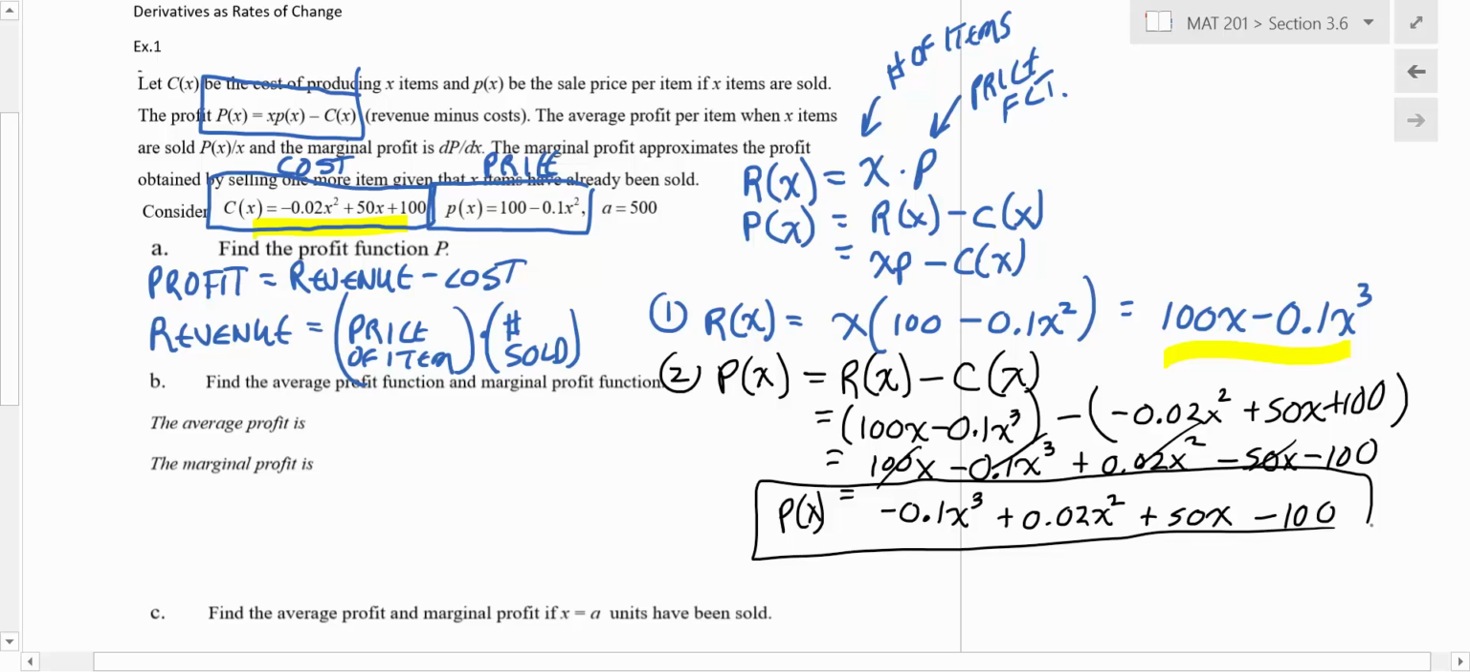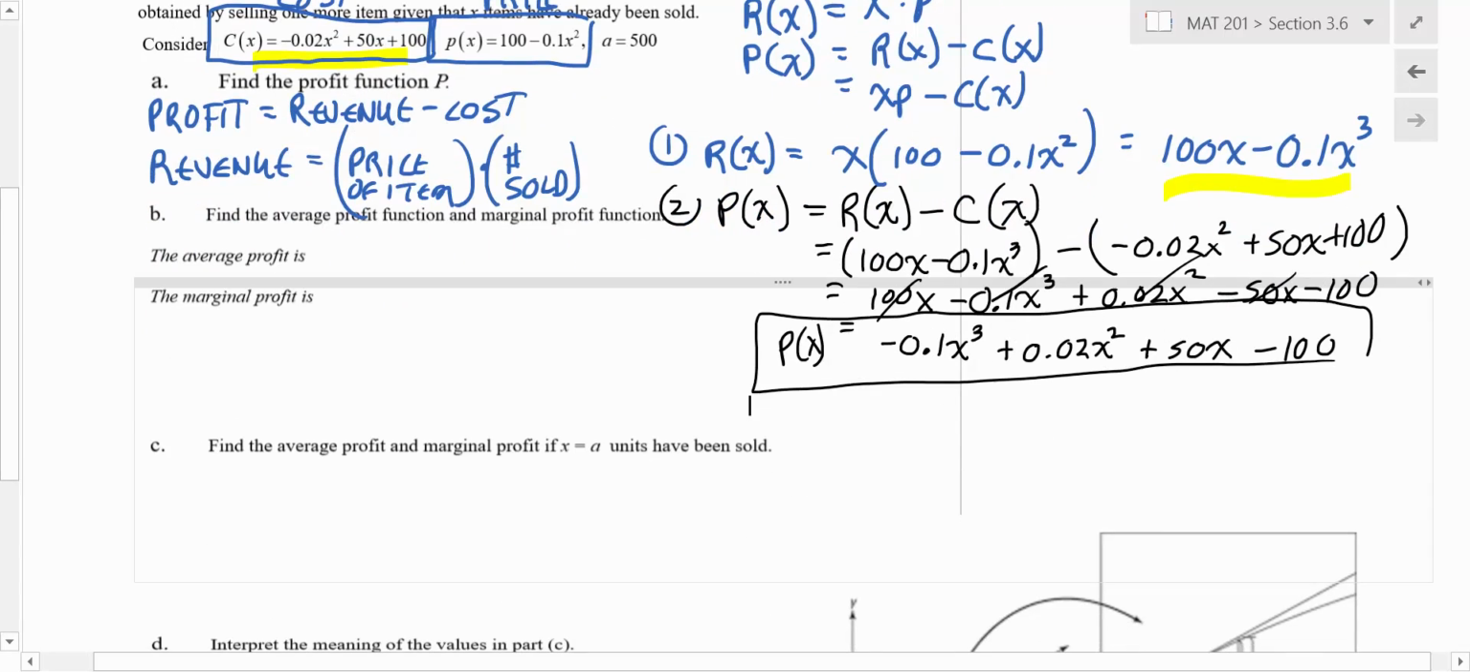Okay, is everybody solid so far? Okay, all right. Profit is revenue minus cost. Typically, cost is given, revenue you have to compute, but you're typically going to be given a price function. Okay. All right. Now, what average profit is. So in this one, we're going to find the average profit and the marginal profit. Okay. So the average profit, we usually write that as P bar of X. That's the average profit. Okay.